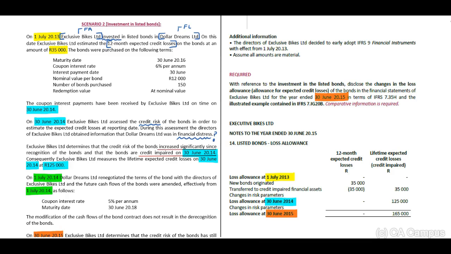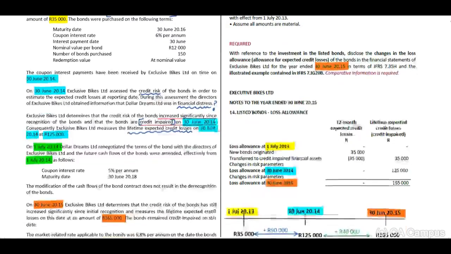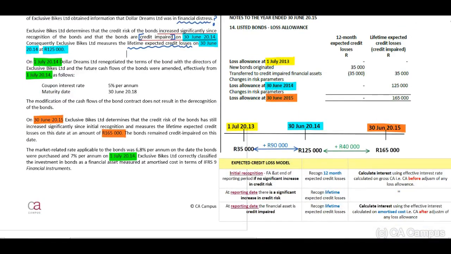Exclusive Bikes Limited determines that the credit risk of the bonds increased significantly since recognition of the bonds, and that the bonds are now credit impaired on 30 June 2014. Consequently, Exclusive Bikes Limited measures the lifetime expected credit losses on 30 June 2014 at 125,000. Remember guys, when you look at the theory that we have to study, our expected credit loss model, I've included this at the bottom right corner.